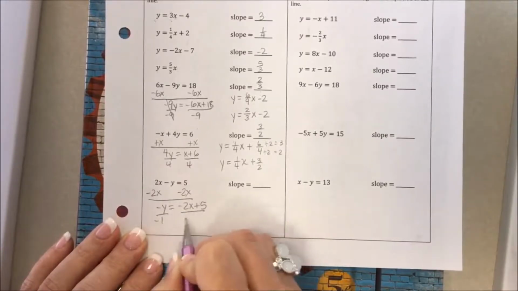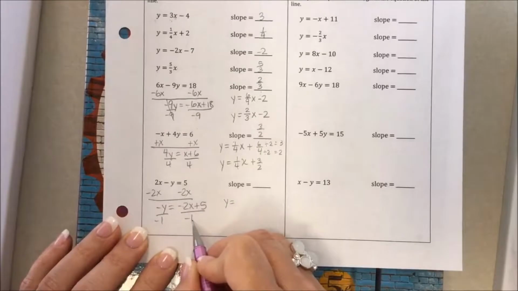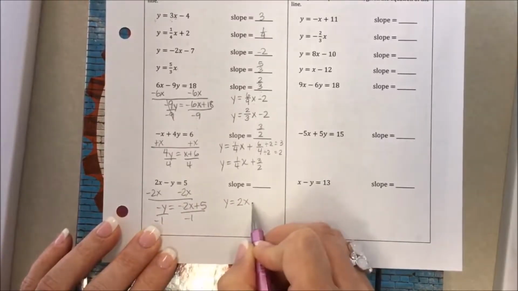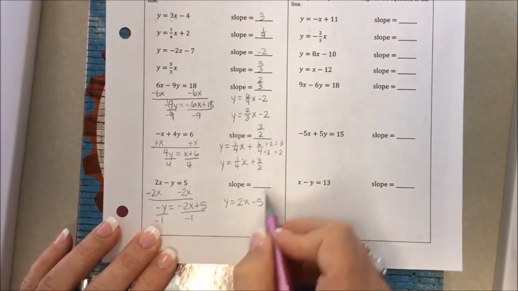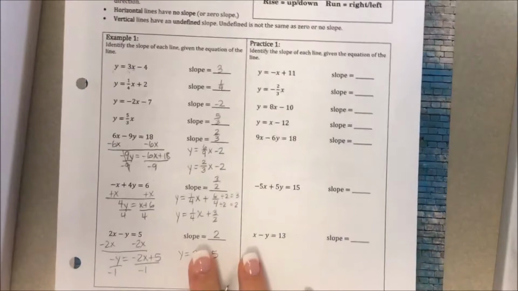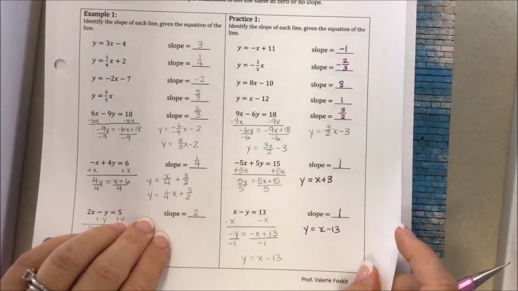So we can divide this by -1 and this by -1. So y, -2 divided by -1 is +2, and +5 divided by -1 is -5. So the slope here is 2. All right, try these. Here are the right answers.